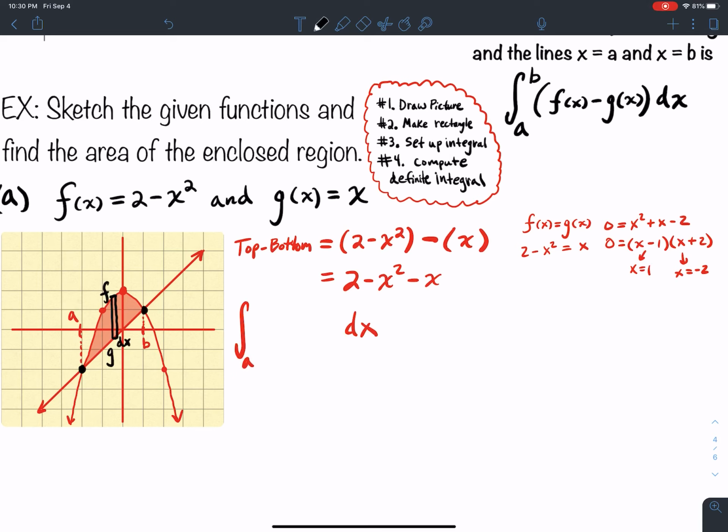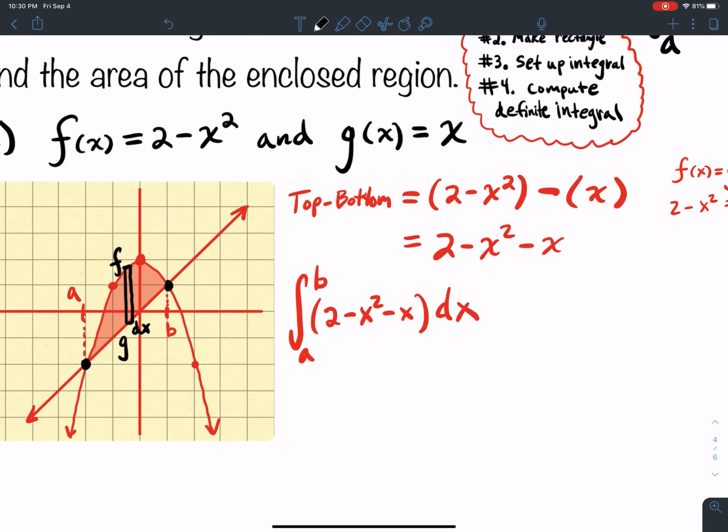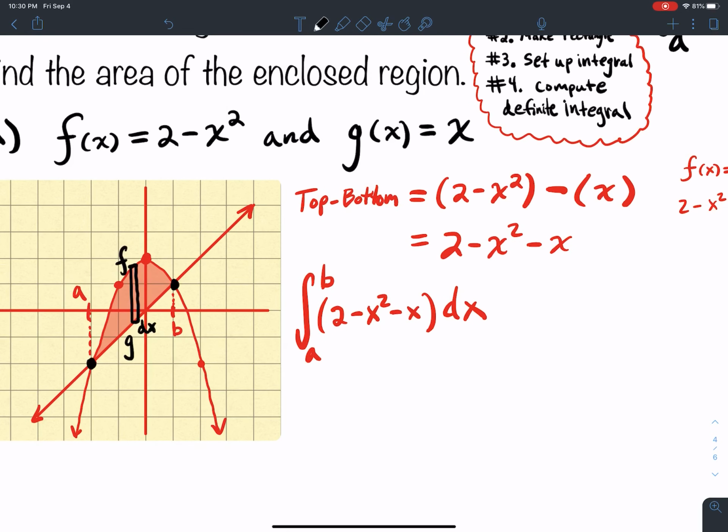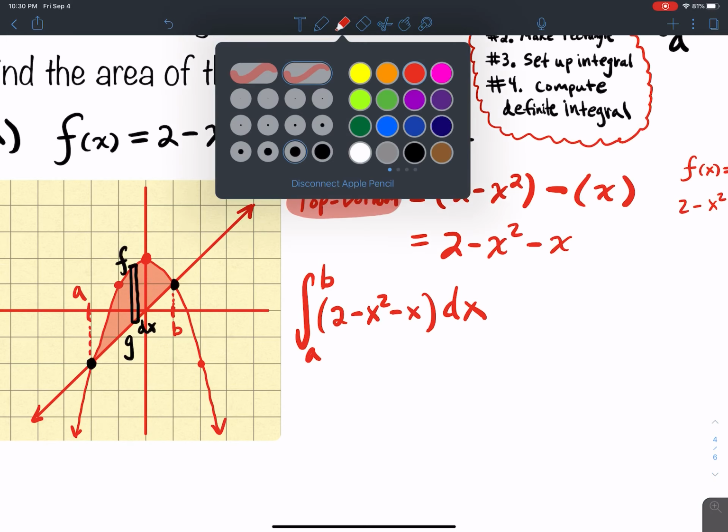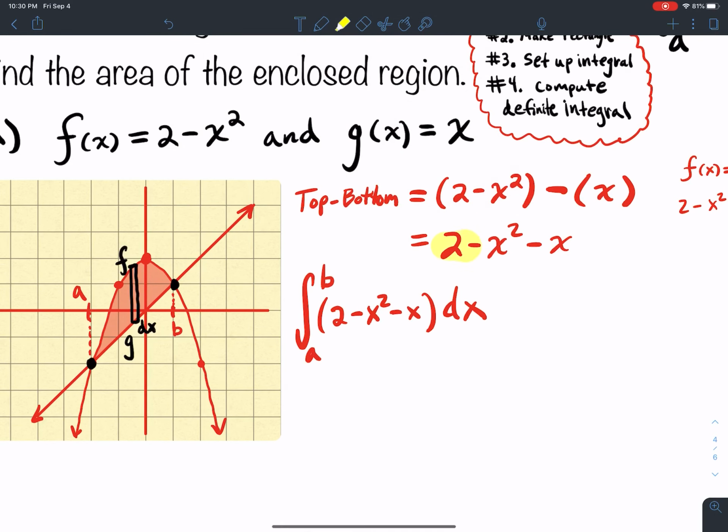So my integral goes from a to b, f of x dx. We know that my f of x here is the top minus the bottom, right? And the top minus the bottom happens to be this equation right here, f minus g. And so that's the height of the rectangle. This is the width of the rectangle, and then I sum up all the rectangles from -2 to 1, right there.